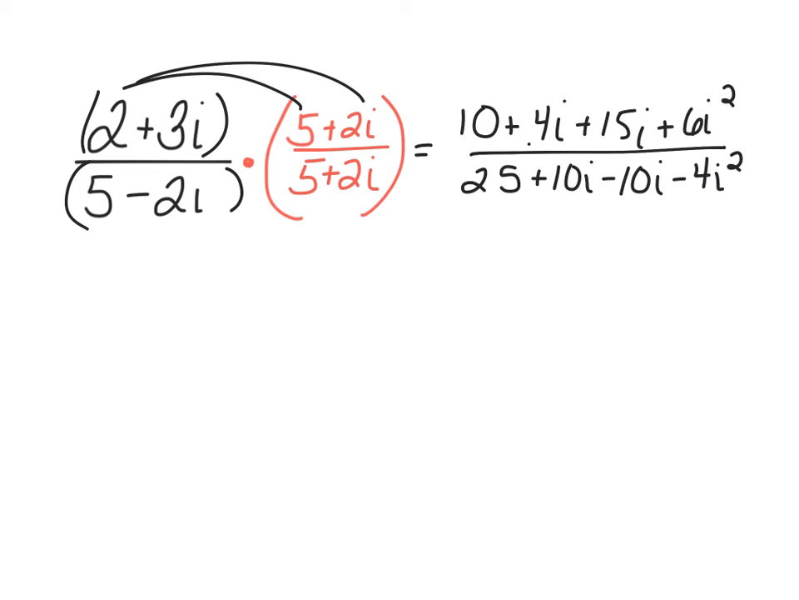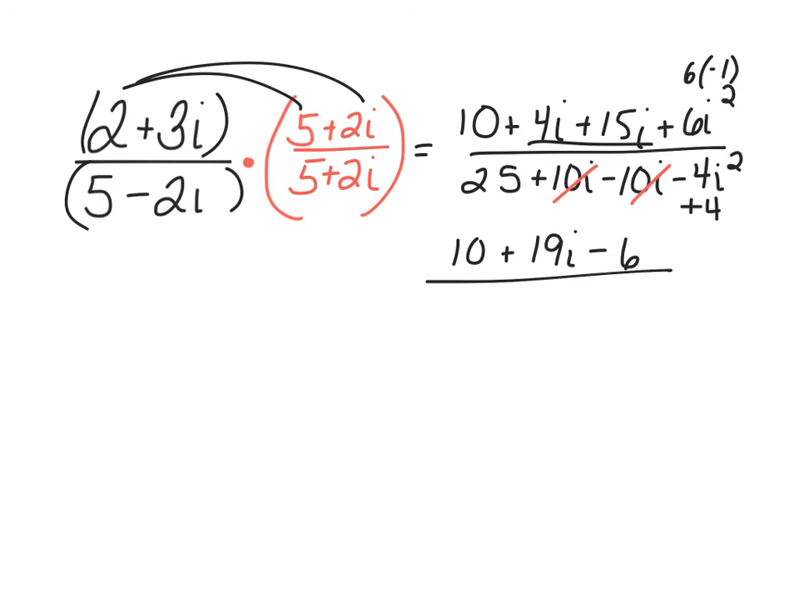So up top, my like terms here, I'm going to have 10 plus 19i, and then right here this would be 6 times -1, so it's going to be -6 over bottom. My like terms would cancel right here because I've got 10i minus 10i. And here at the end, this is going to be plus 4 because -4 times -1 is a +4. So on the bottom, I get 29.